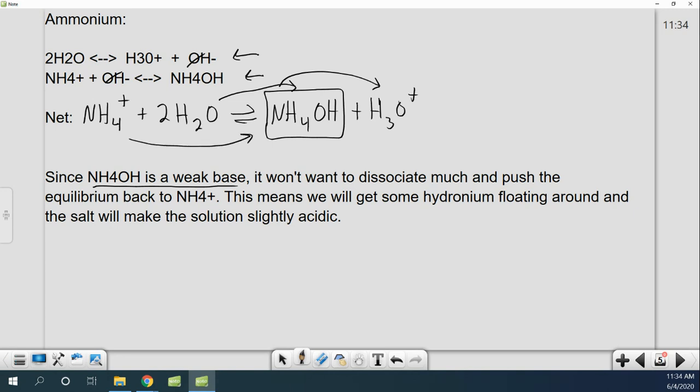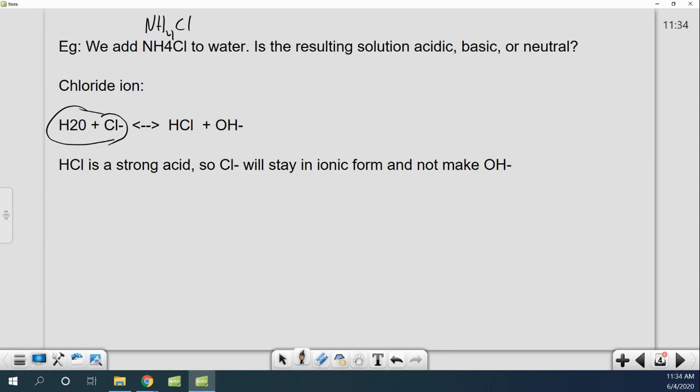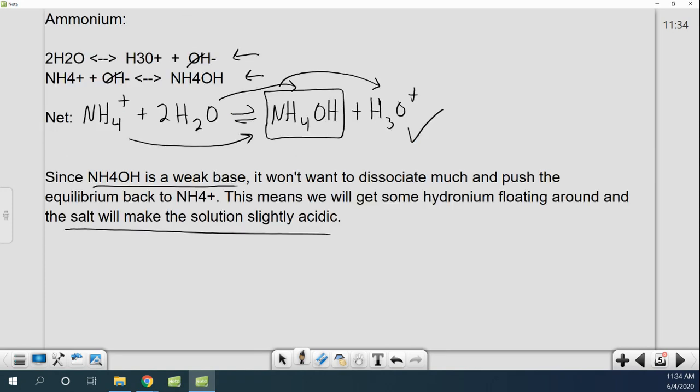So it's not going to dissociate. It's not going to push the equilibrium back to NH4+, which means we're going to get some hydronium floating around. This is actually going to be in solution. So instead of being neutral, I'm going to have a little extra hydronium. And so this salt actually makes the solution acidic. So if I were to put NH4Cl in water, I'd end up very slightly acidic.